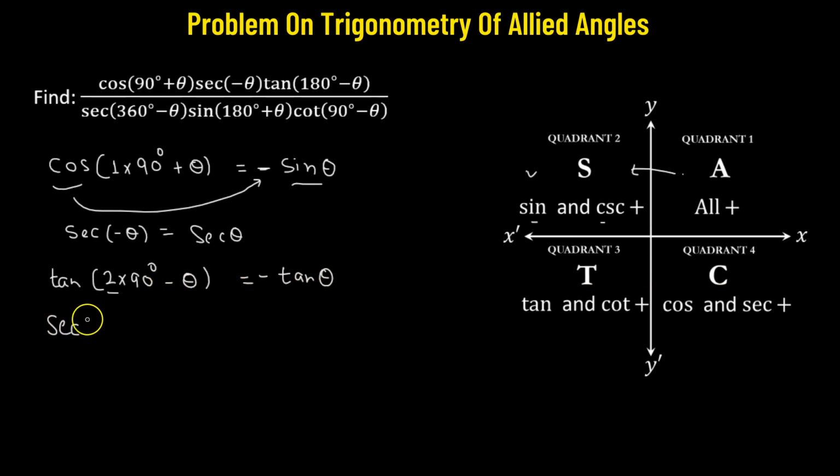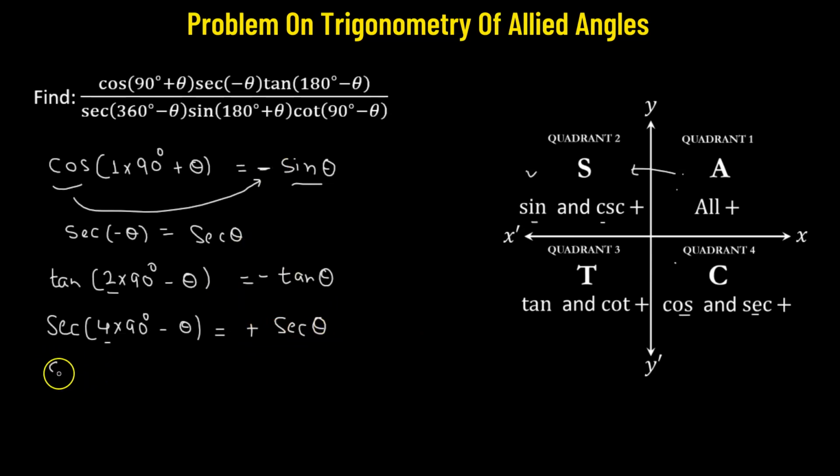Coming to secant of 360 degrees minus theta, 360 can be expressed as 4 times 90 degrees, minus theta. So we have here 4, which is an even multiple of 90 degree. 4 is an even number, so secant is going to remain as secant and the angle will be theta. The 4 times 90 means we are in the fourth quadrant. In the fourth quadrant, cosine and secant are positive, everything else is negative. And also we are subtracting theta from it, theta being an acute angle lying between 0 and 90 degree, so we are still going to lie in the fourth quadrant. So we're going to get a positive value, positive secant theta.